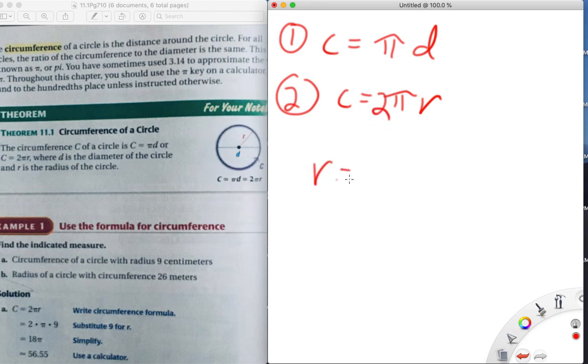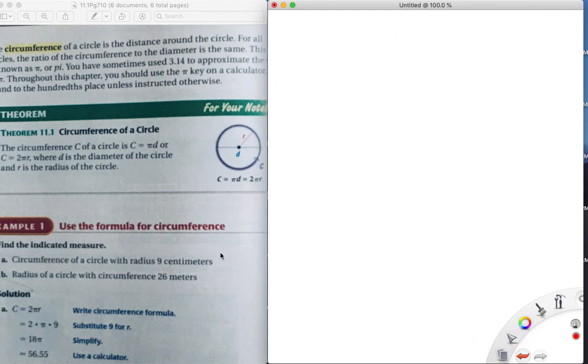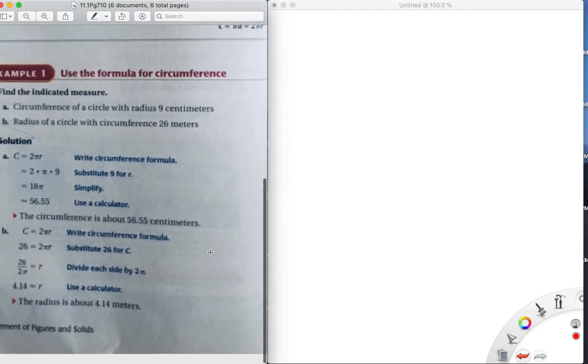Remember that the radius is equal to 1/2 times the diameter. Remember that the diameter is the distance completely across the circle. Remember that the radius is the distance from the center of the circle out to the edge of the circle. So that's the first theorem or definition. There's a couple examples associated with that the book gives.